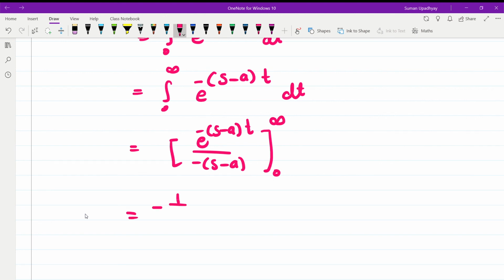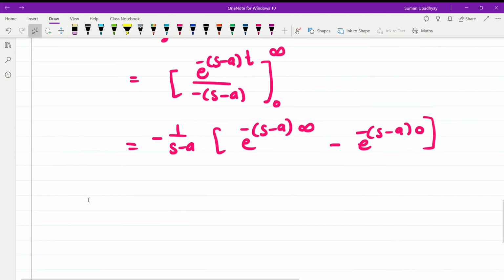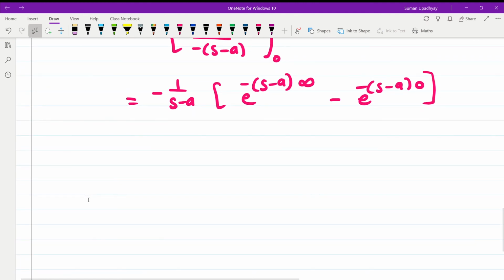I'm going to take minus 1 upon s minus a out, and this will become minus (s minus a) into infinity minus e raised to minus a into 0. So remember, we always put the upper limit first. Next, so here it is minus 1 upon s minus a. Now here this factor should be positive. Otherwise, if this is also negative, this minus sign is already out, so minus and this minus will become plus.